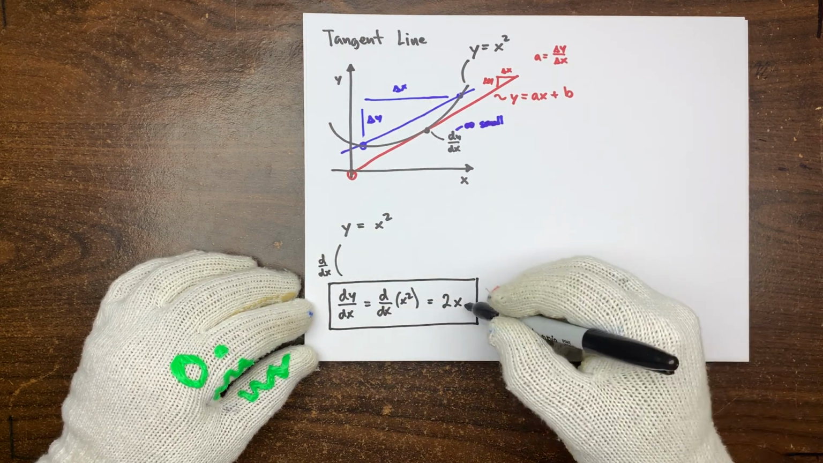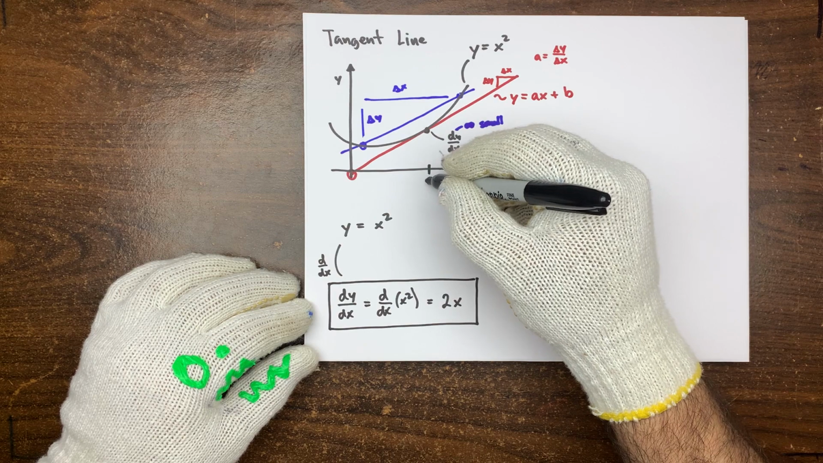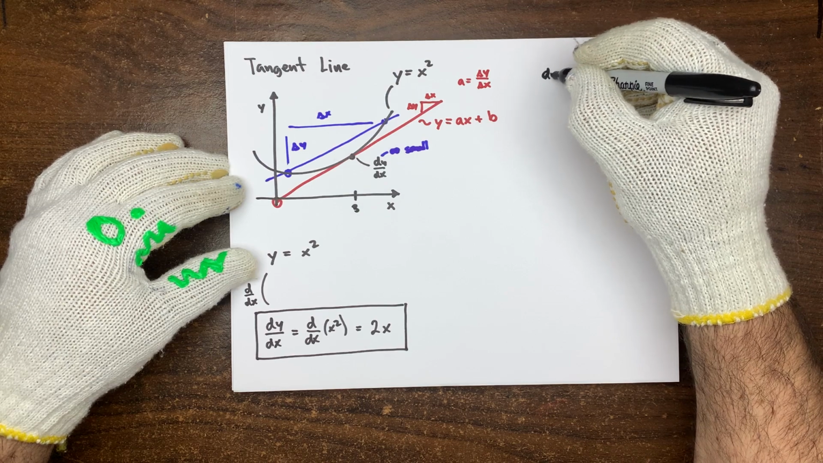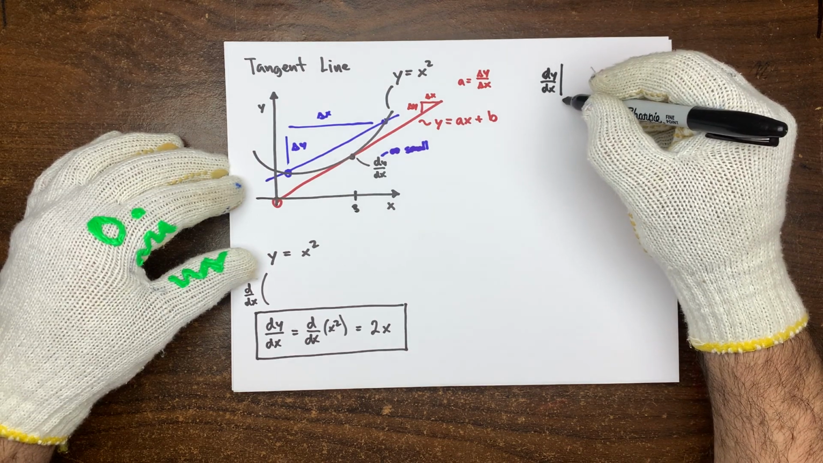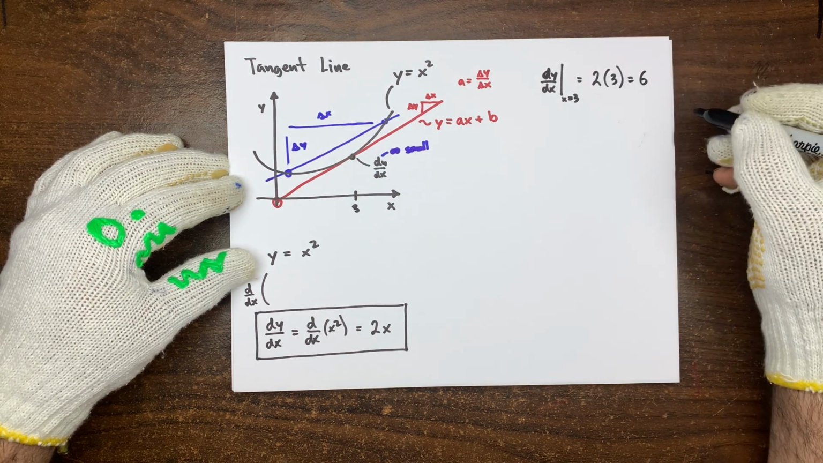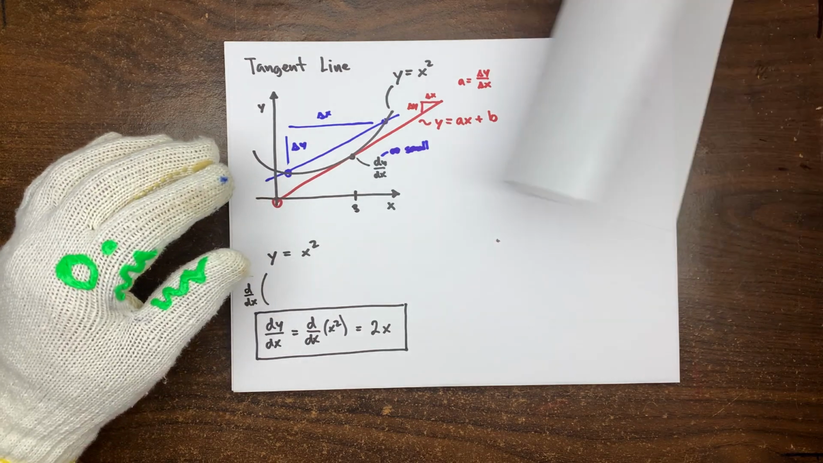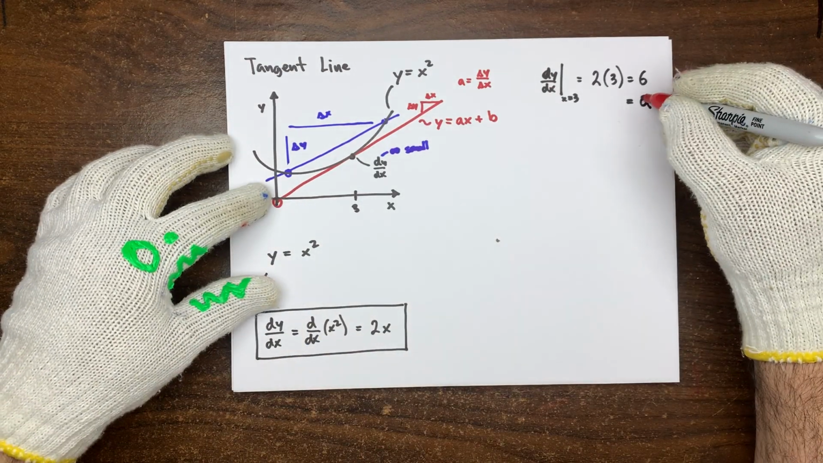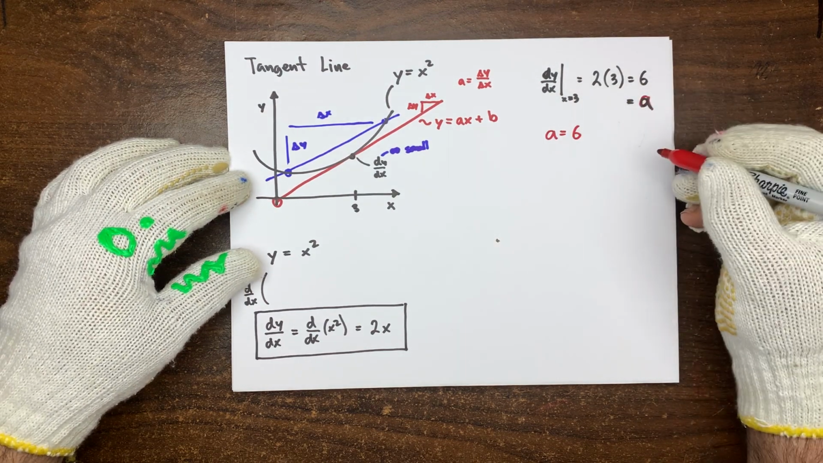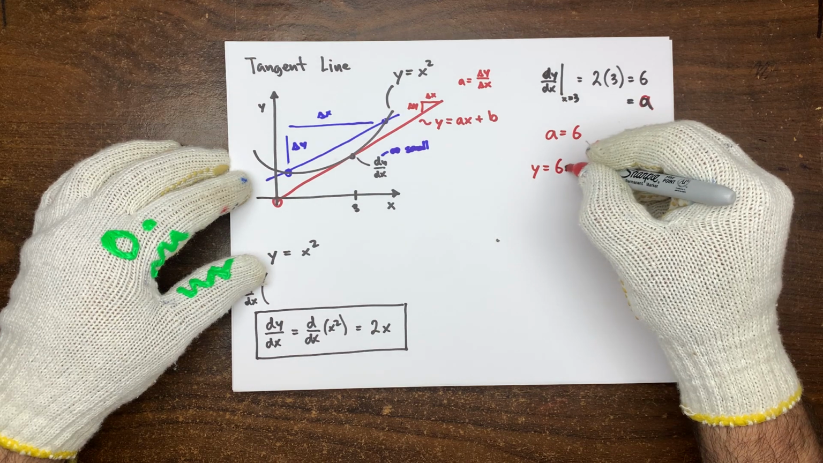That's a new function. You give me an x value, I'll tell you the slope. So let's try at this spot right here. Let's say x is equal to 3. Okay? So what is the slope at 3? dy by dx at x equals 3 is equal to 2 times 3, which is equal to 6. That is the slope. So that is equal to a, our a value. So we already know that a is equal to 6. So we can write down our equation as y equals 6x plus b.